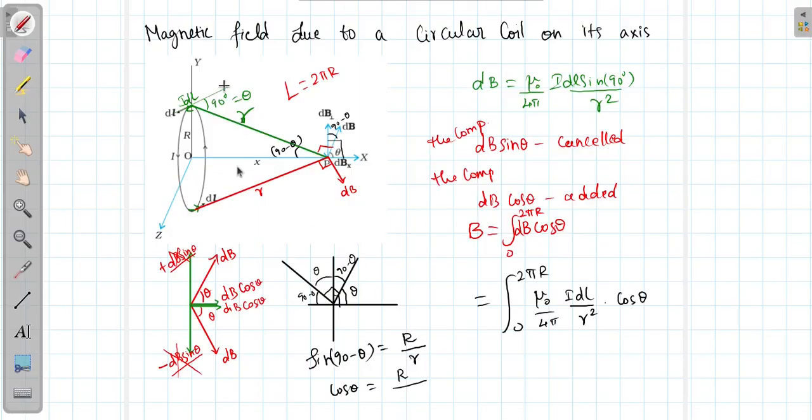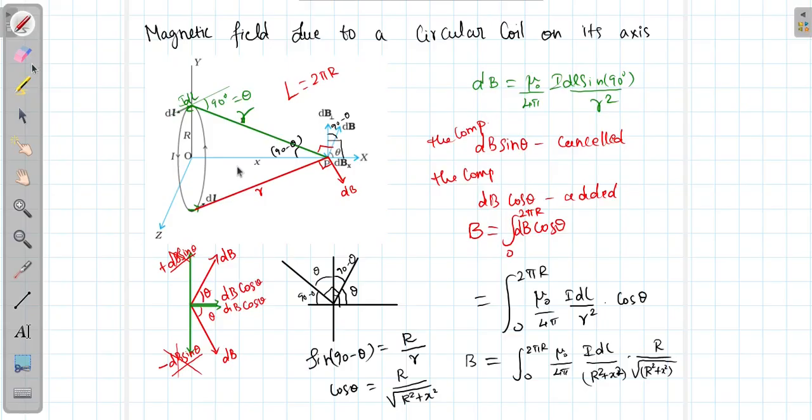Here capital R is the hypotenuse. We know it is a right angle triangle, again a bigger right angle triangle, so R is the root of r square plus x square. Therefore, from 0 to 2 pi r, mu naught by 4 pi I dl. Here instead of R square, you go for r square plus x square, and cos theta is r divided by the square root of r square plus x square. So this is the total magnetic field.